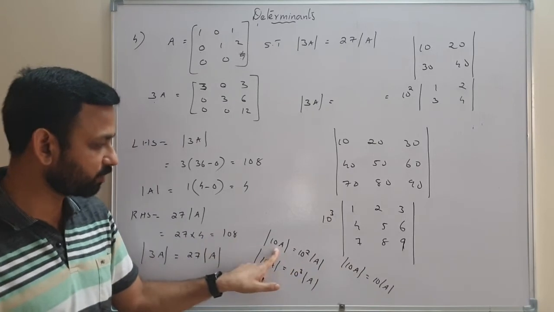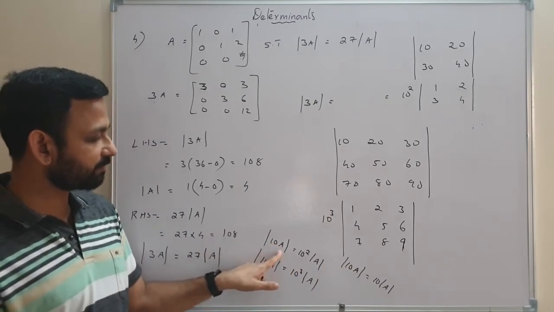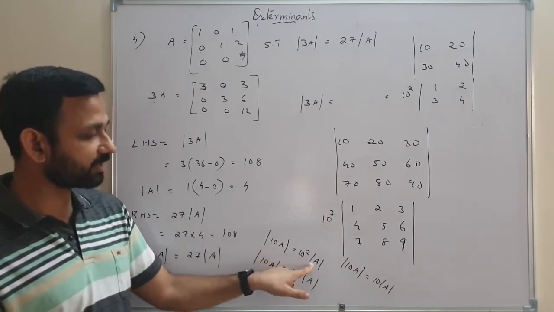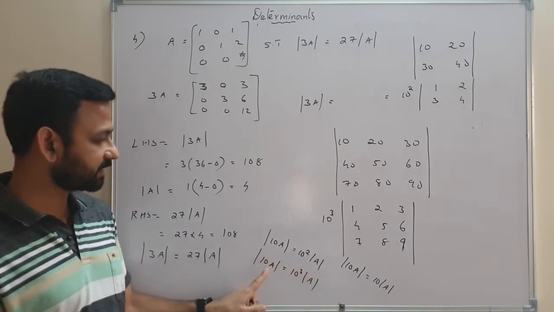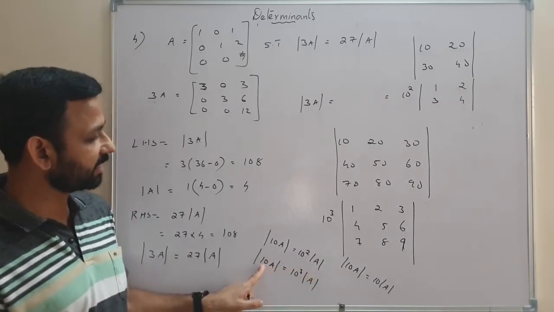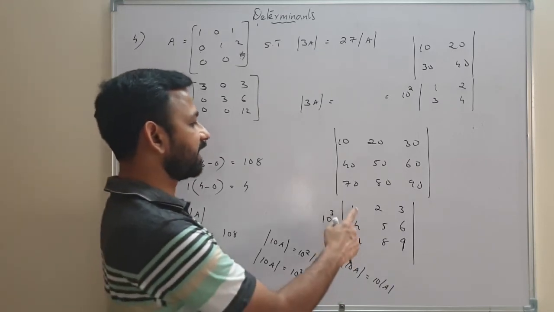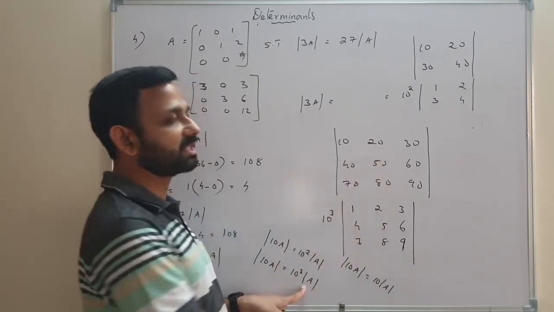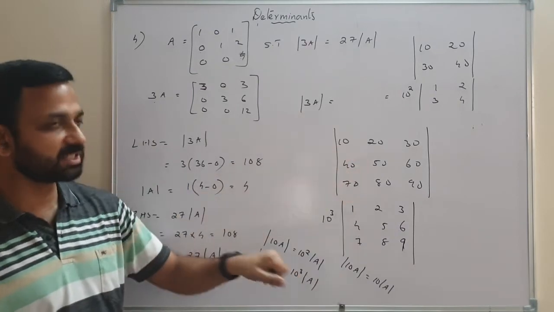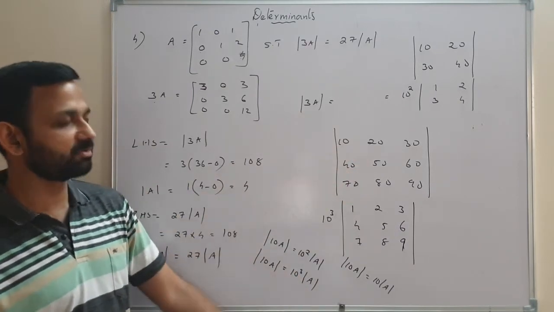If it is 2 by 2 matrix, determinant of 10A is equal to 10 square into determinant A. If it is 3 by 3 matrix, determinant of 10A is equal to 10 cube into determinant A, because we can take 10 outside from all the 3 rows or all the 3 columns. So 3 times we can take 10 outside.